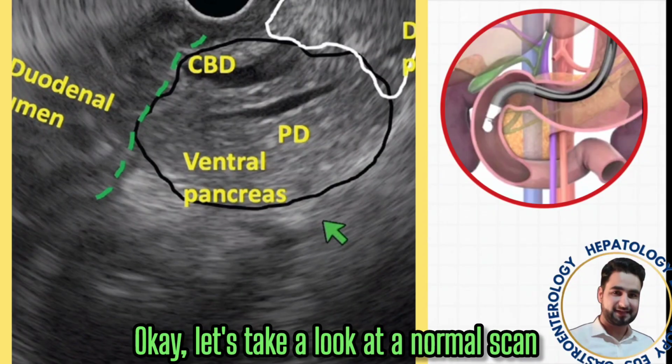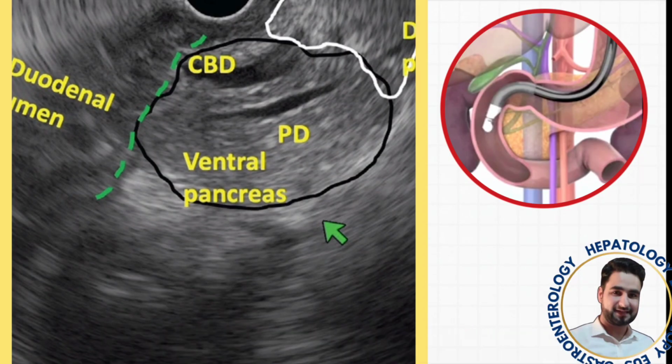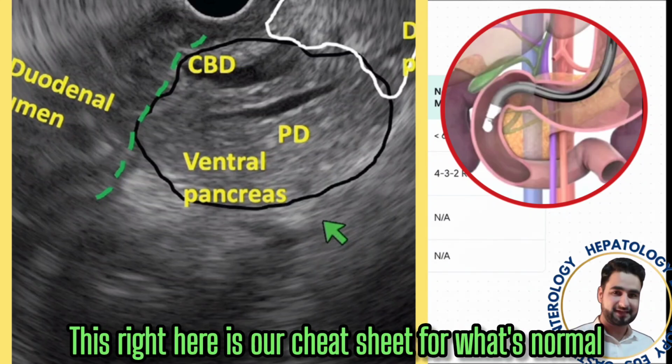Okay, let's take a look at a normal scan. I want you to burn this image into your brain. This picture is our North Star. Everything we see from this point forward, we're going to compare it back to this. This right here is our cheat sheet for what's normal.